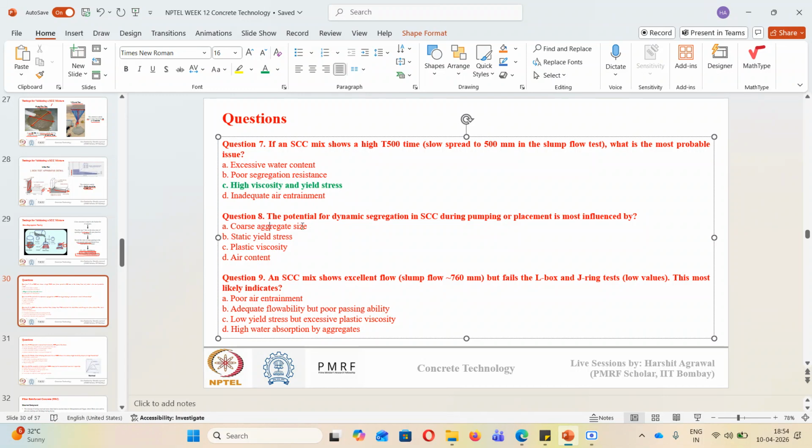Question number 8. The potential of dynamic segregation in the self-compacting concrete during pumping or placement is most influenced by. So, what can be the reason for segregation in a self-compacting concrete during pumping or placement? Which parameter will define the segregation in self-compacting concrete?